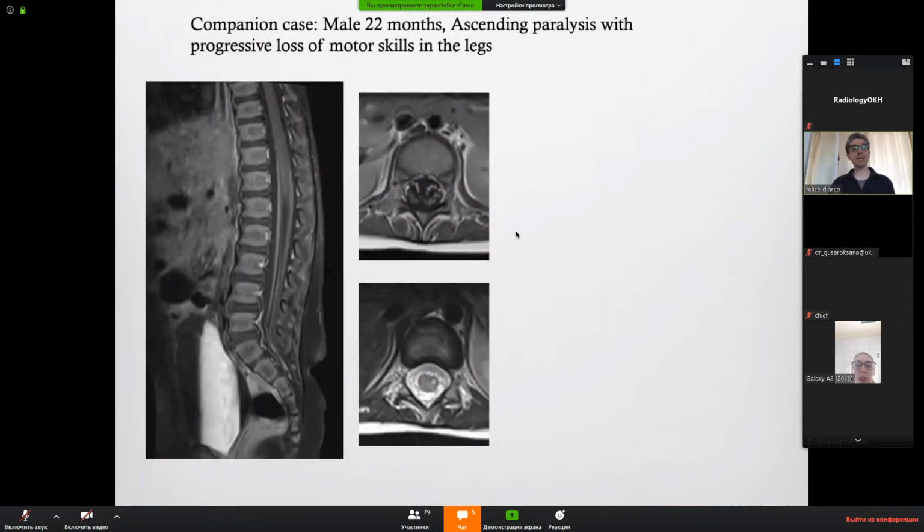And another case, also very important. Here you have enhancement. Hyperintensity in anterior column, only on one side here, not sure, but also you have enhancement of the cauda equina roots, enhancement of the anterior roots of the cauda equina. This is a male, 22 months, with ascending paralysis and progressive loss of motor skill in legs. When you have an ascending paralysis, and enhancement of the cauda equina roots, you think Guillain-Barré syndrome, of course.